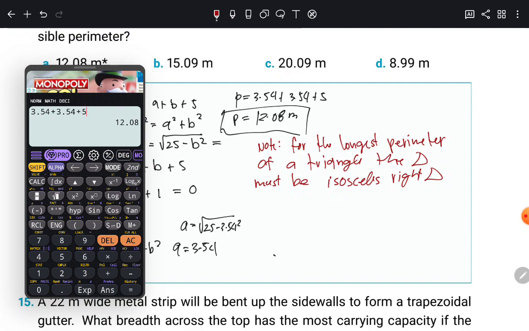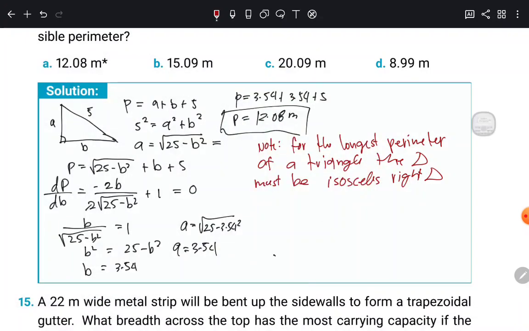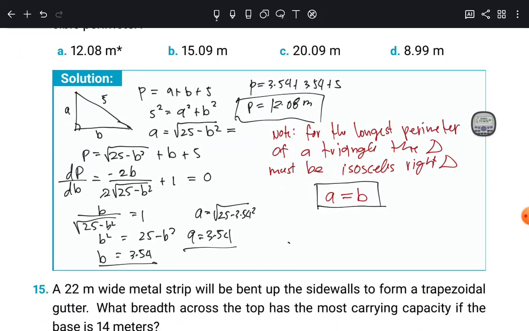So what do you mean by isosceles? Two sides are equal. So what are our sides? Our sides are A and B. So A is equal to B. A must be equal to B for it to be the longest perimeter, given that hypotenuse. So if you look at that, B here is really 3.54, and A is also 3.54. So they are both equal. So it's an isosceles right triangle. So that's the condition for it to be the maximum or the longest possible perimeter.